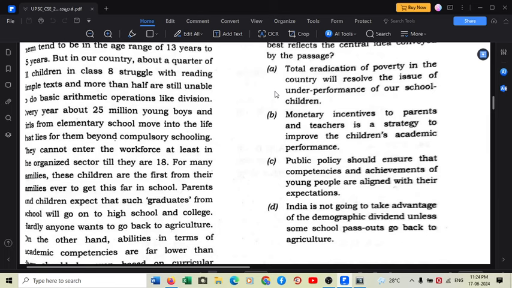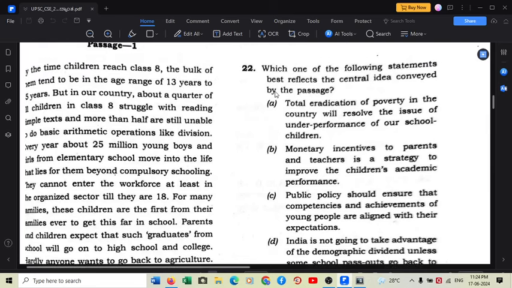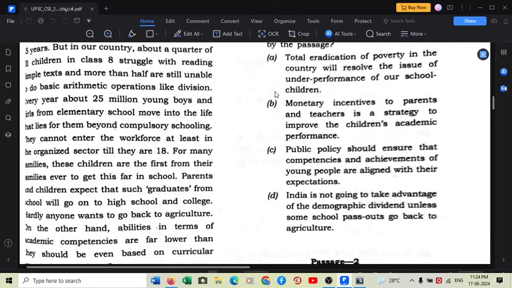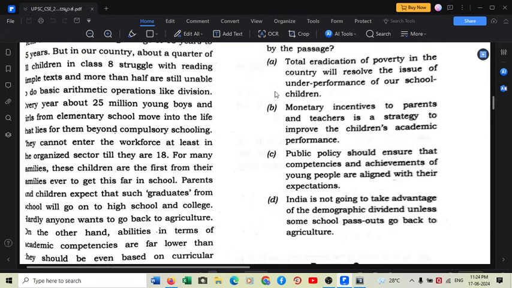So if school pass outs go back to agriculture, will India take advantage of the young population? The answer is no. The young population will be advantageous to India if they are put into high output jobs for lesser input, meaning lesser input in terms of effort and money and more output in terms of revenue. So this is also ruled out. See, UPSC has given very confusing options, and in my personal opinion, none of the statements is the most correct central idea.